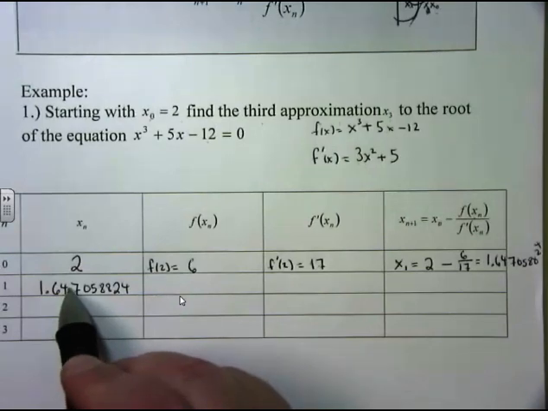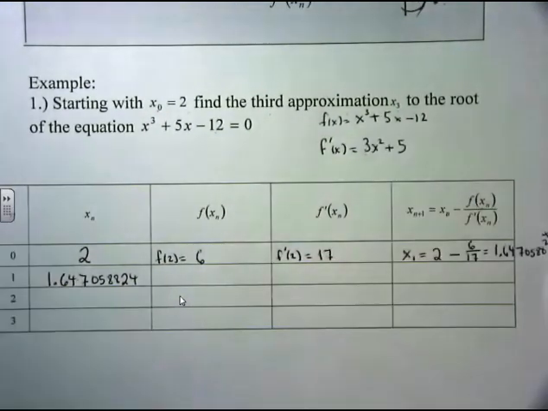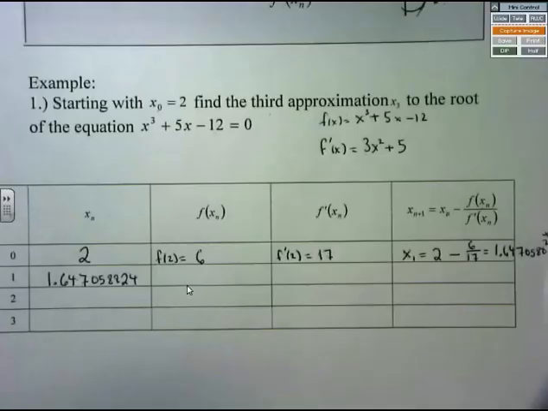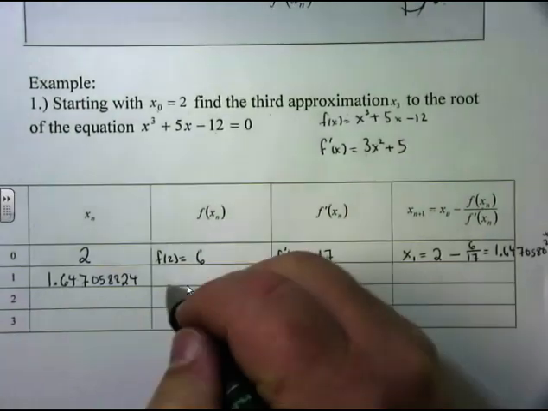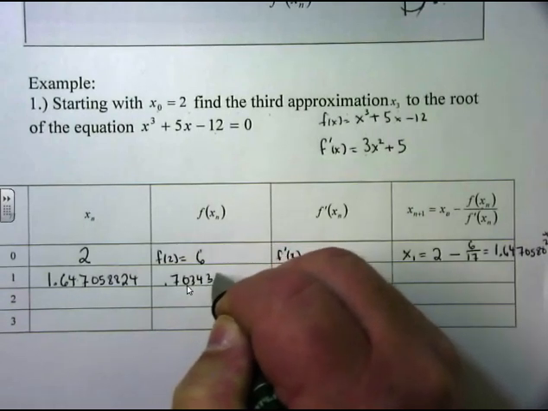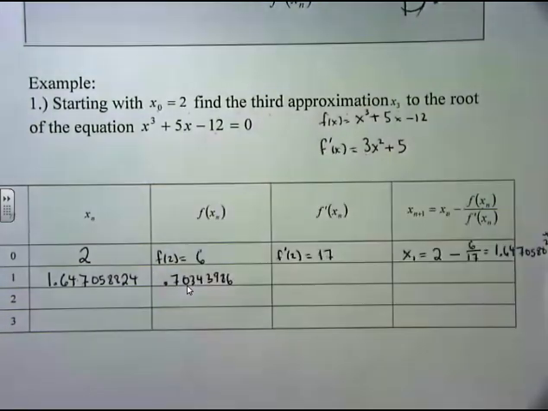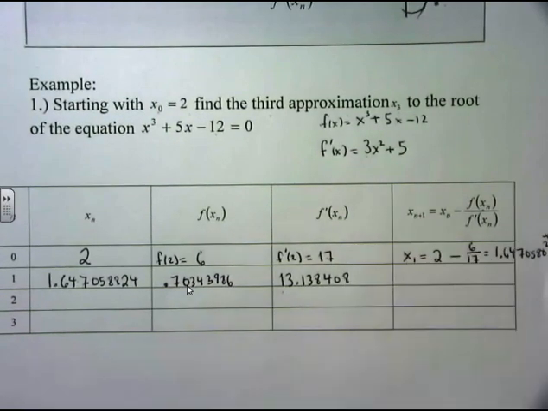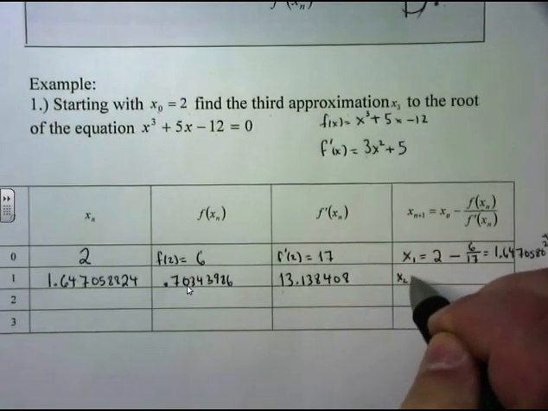Now I want to find the functional value of this. So I want to plug this number, using the help of my calculator here, into my function here. So when I do that, I get this. Double check me here. Is that working? Okay, so when I plug my number into my calculator, I get this point for my functional value, 0.7034396. Double check me on that one. And when I plug it into my derivative, I got 13.138408.